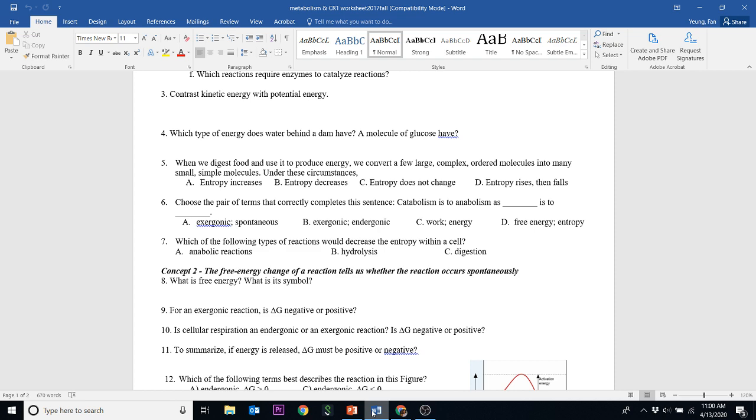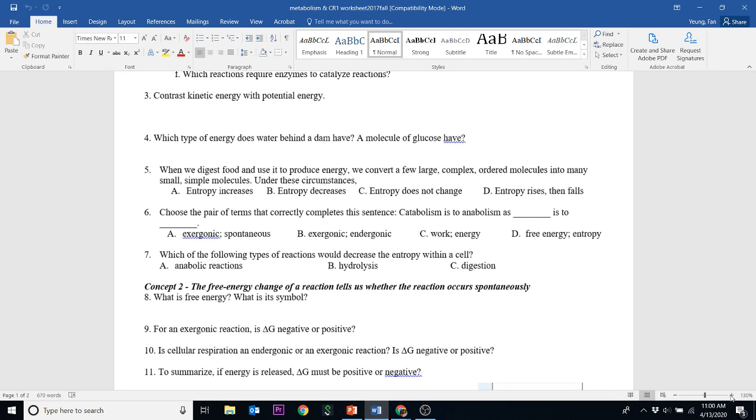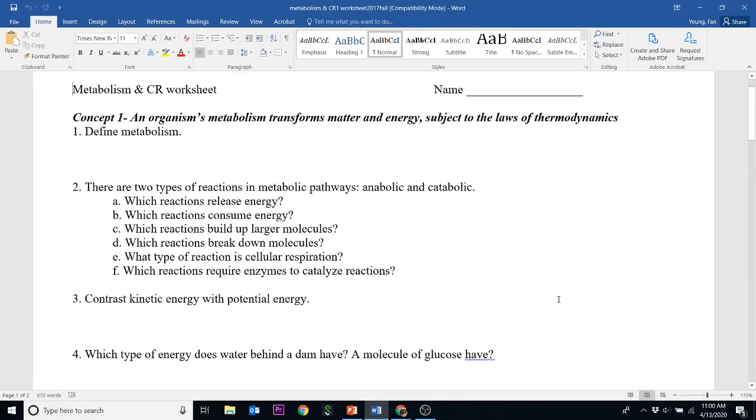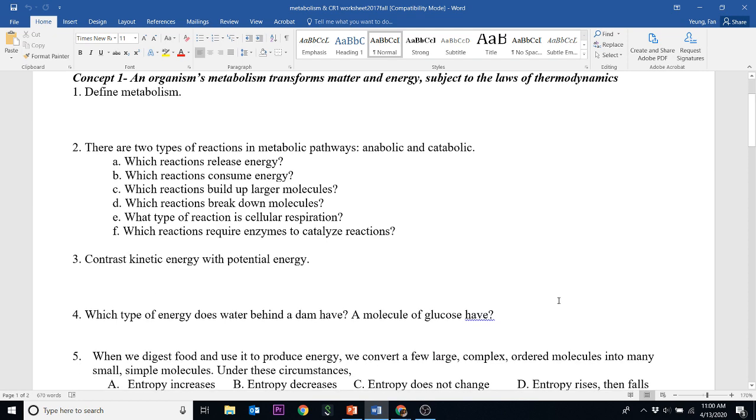Okay, let's look at this worksheet. My internet was out for a few seconds. Let's see, what are some of the questions?